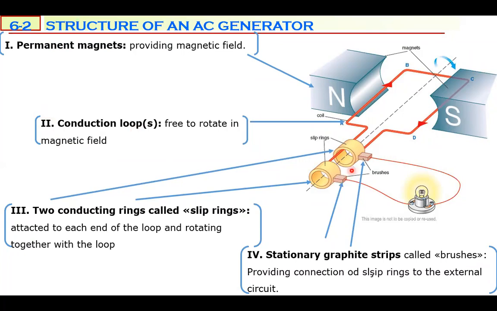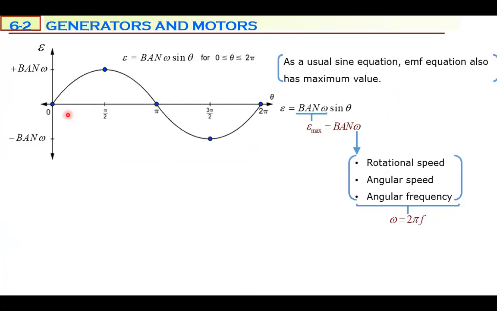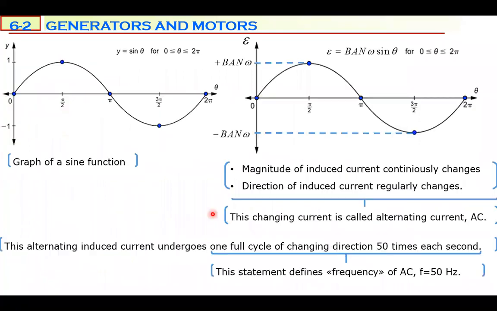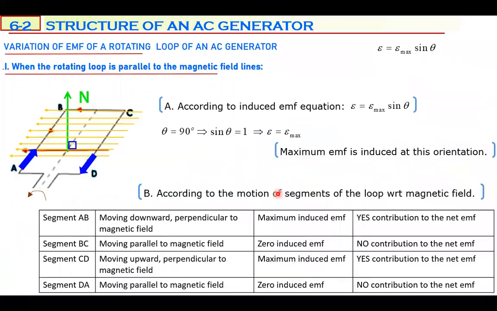As this loop is rotating, the alternating current is changing: sometimes zero, sometimes maximum, then zero, then negative maximum, zero and maximum. So now we will learn at what orientation of the loop it is maximum, and at what orientation it is zero. So, the variation of EMF of a rotating loop of an AC generator.